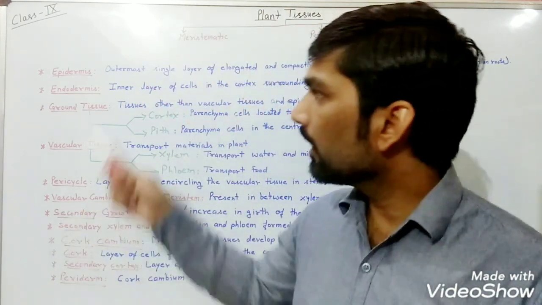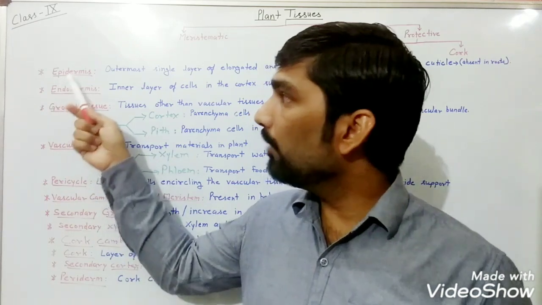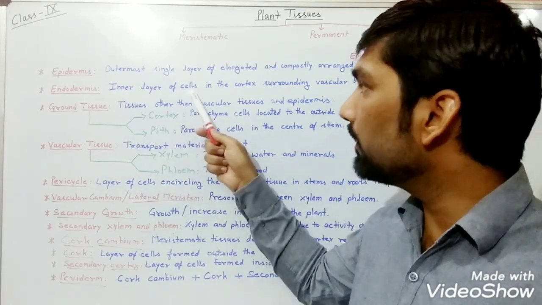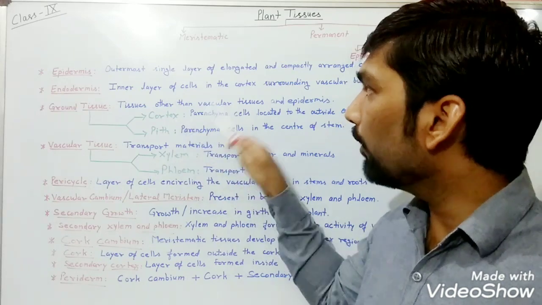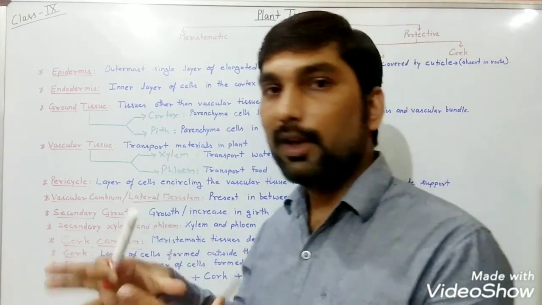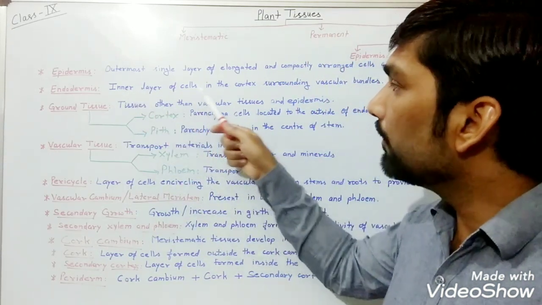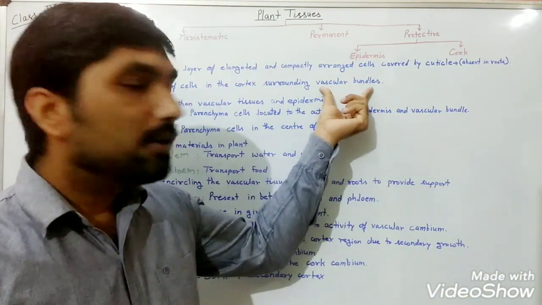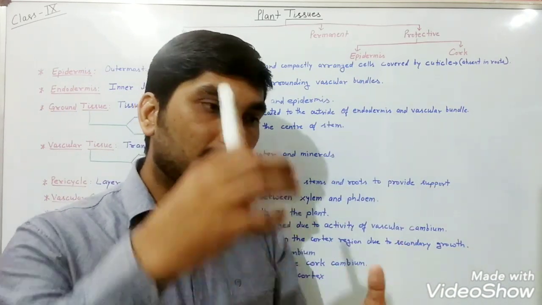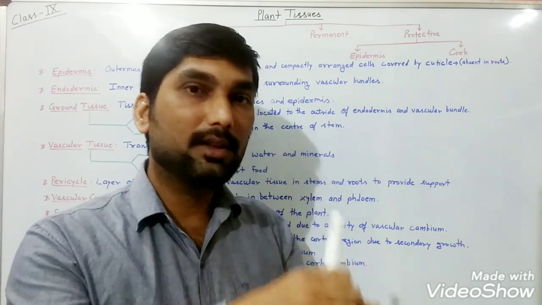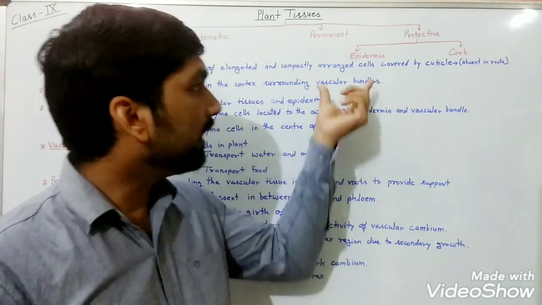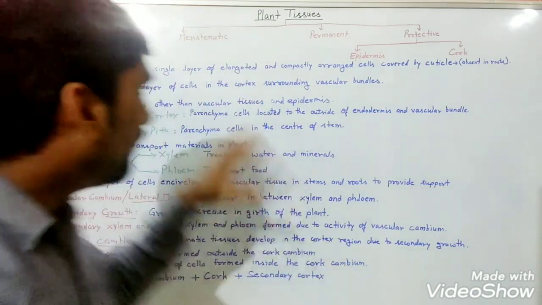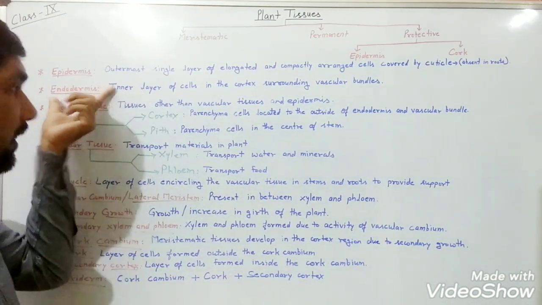Now the second word is endodermis. As epi means outer, endo means inside or inner. So this is the inner layer of cells in the cortex. We will discuss what we mean by cortex, and we will see the diagram and figure also. So this is the inner layer of cells in the cortex surrounding the vascular bundle. You know vascular bundles are formed when the xylem and phloem are arranged together in a sequence. The arrangement of xylem and phloem together is known as a vascular bundle, and the layer of cells present around the vascular bundle is known as endodermis.